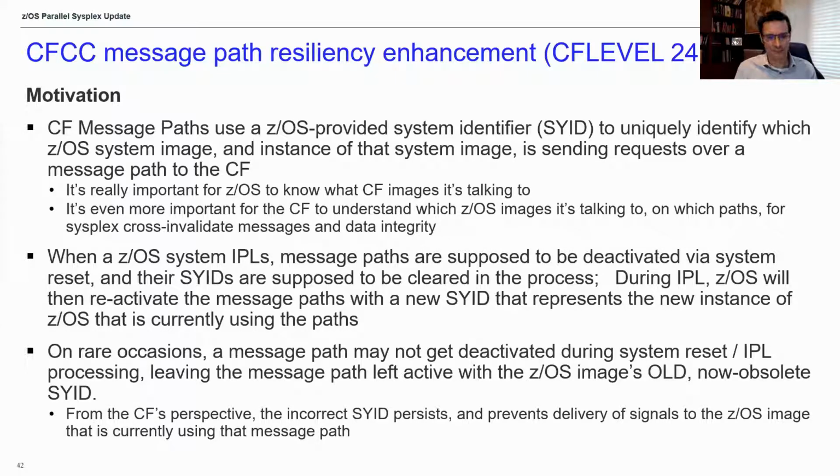It's important for both z/OS to know what CF images it's talking to, and for the coupling facility to also understand what z/OS it's talking to, particularly when dealing with such things as Sysplex cross invalidates. So when a z/OS system IPLs, the message paths are already supposed to be deactivated when you did a system reset, and their system identifiers are supposed to be cleared during that process.